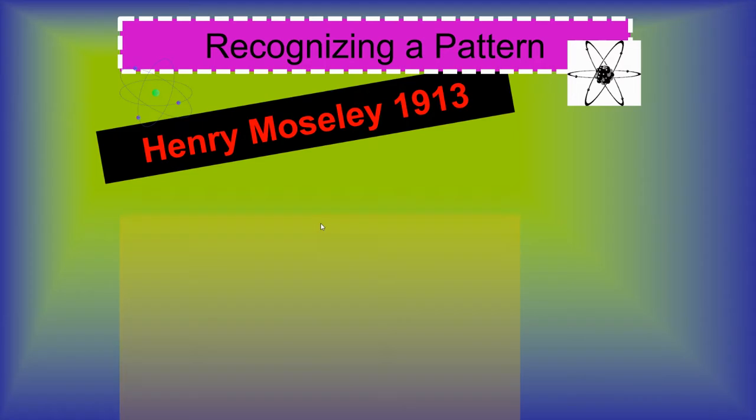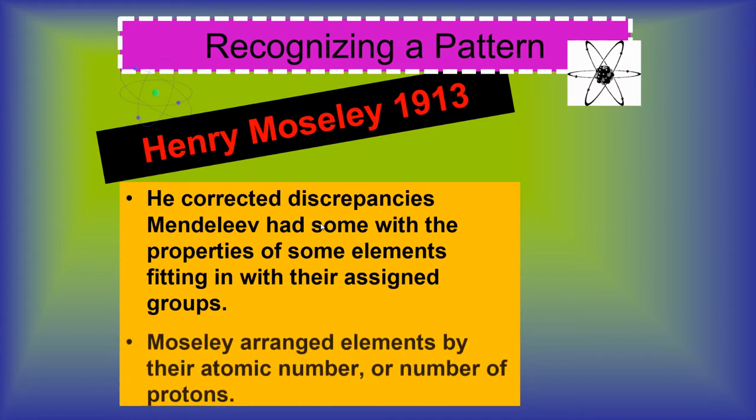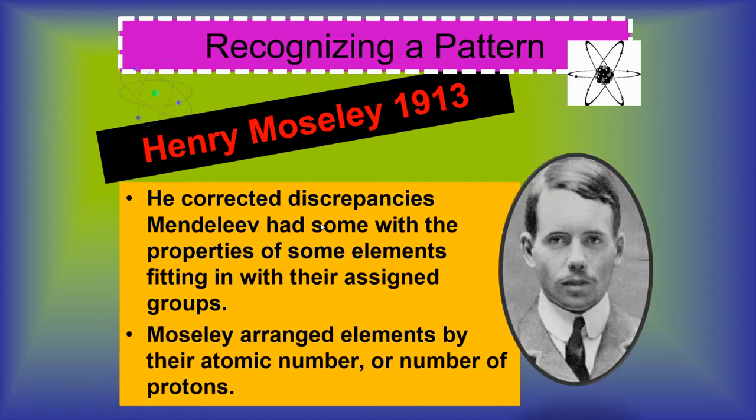In 1913, Henry Moseley corrected the discrepancies Mendeleev had with some of the properties of some elements fitting in with their assigned groups. He arranged the elements by their atomic number or number of protons. And this is how our periodic table is arranged now.